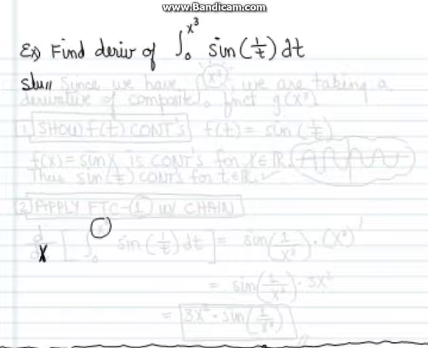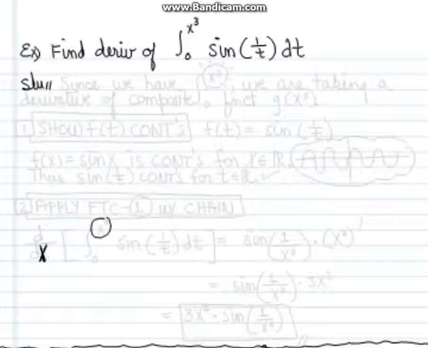Okay, let's find the derivative of the integral from 0 to x cubed of sine of 1 over t dt. The first thing we want to notice is that there are two anomalies here. The first one is that the sine is not a function of simply t, it's a function of 1 over t. You know what? That doesn't even bother me. That's just a definition of this inner function f of t. Don't worry about it. Instead, let's think about the upper limit on the integral not being simply x.